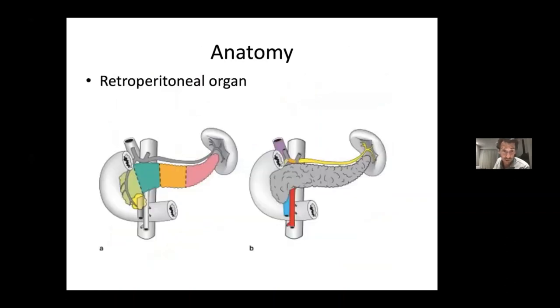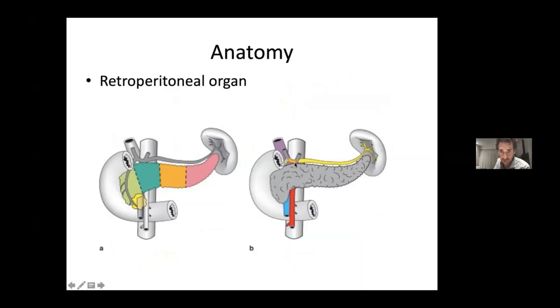Quickly, the anatomy. So the pancreas can be divided in several components. You've got the uncinate process here. This green bit is the head of the pancreas. This we call the neck of the pancreas, and the body and the tail, and the main vessels that lie around it. It's relevant in pancreatitis, but we'll get there later.